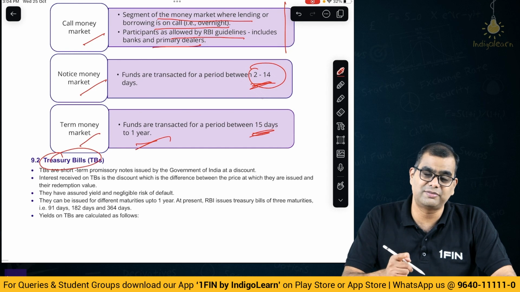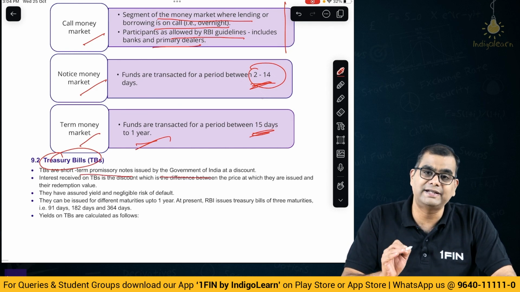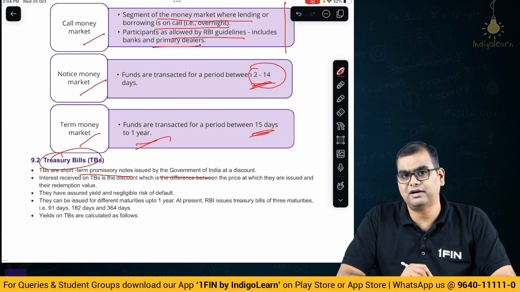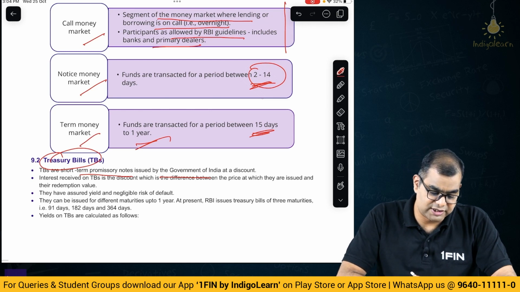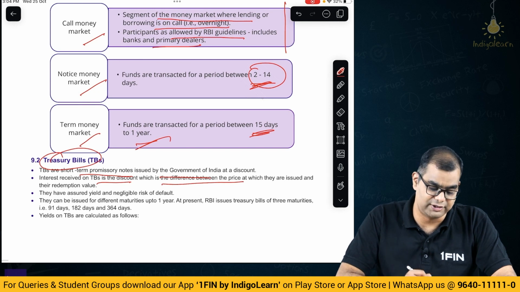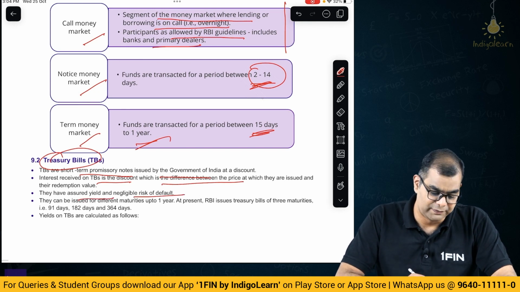Then you have something called treasury bills. Treasury bills are short-term promissory notes issued by the government at a discount. Please note, all these instruments are always issued at a discount. Interest received on treasury bills is the discount, which is the difference between the price at which they are issued and their redemption value. They have assured yield and negligible risk. Government of India doesn't default. They can be issued for different maturities up to 1 year. At present, RBI issues T-bills of three main maturities: 91, 182 and 364 days.